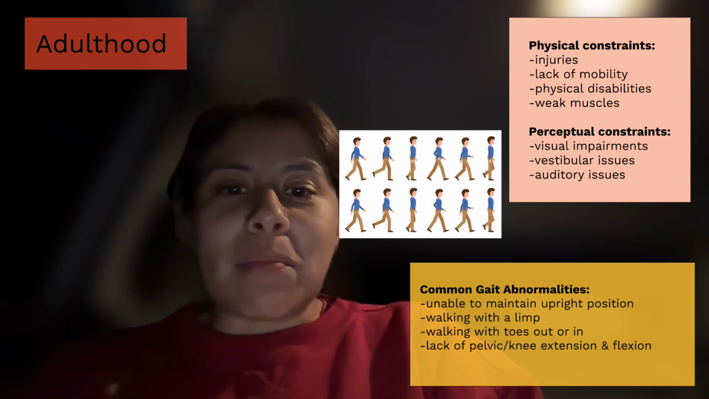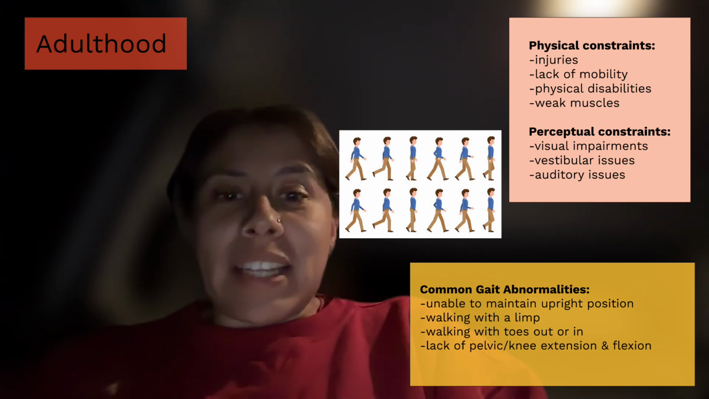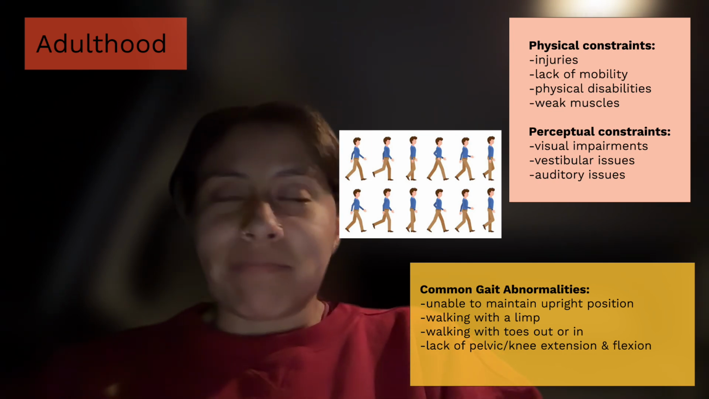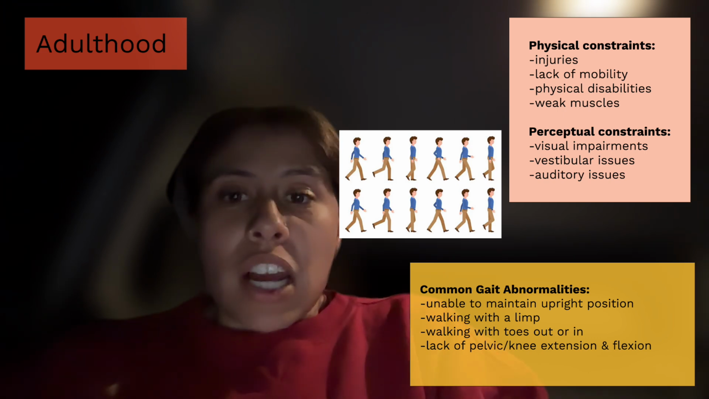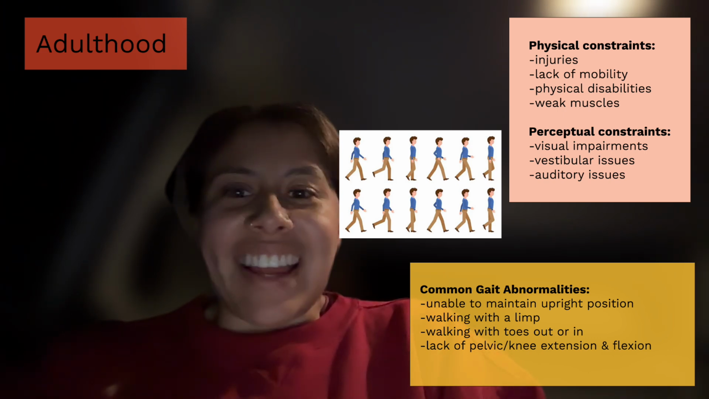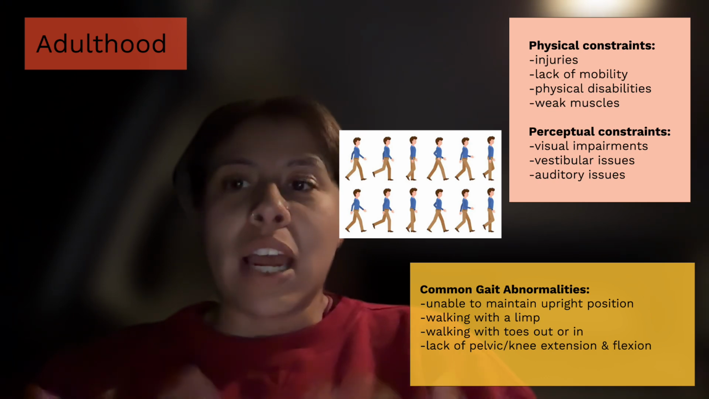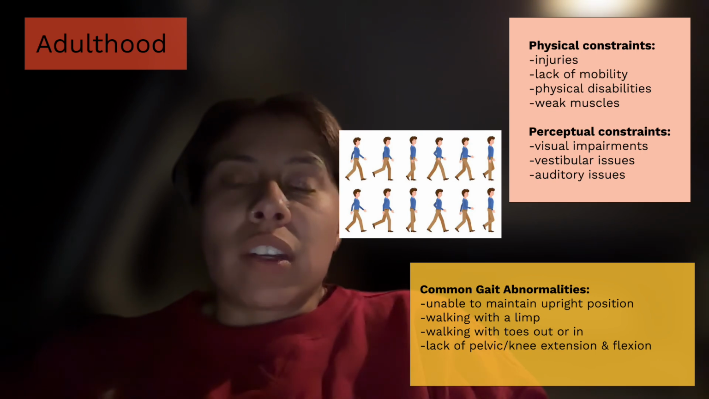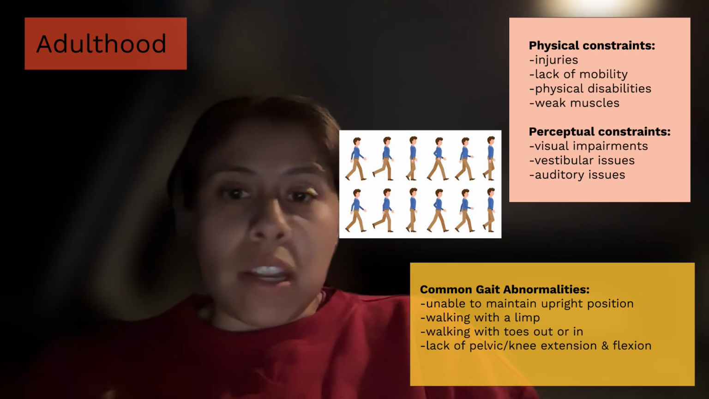In adulthood, some common gait abnormalities would be being unable to maintain an upright position. This could be due to a lot of things, including maybe walking in a hunchback position, because as a society we tend to lean a little bit forward, especially when we're on our electronics, but just keeping that position forward can basically lead into improper gait.